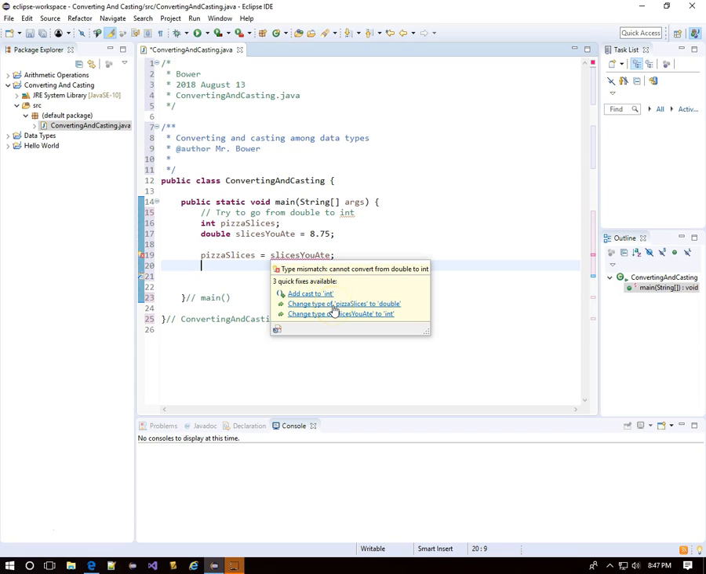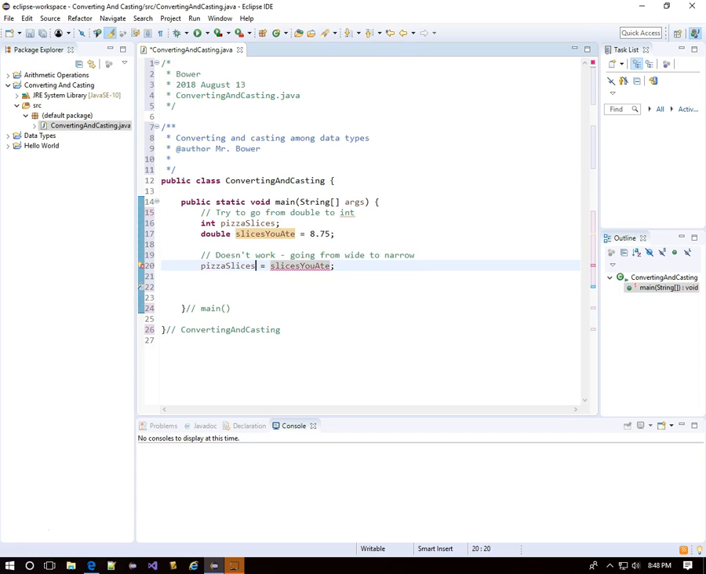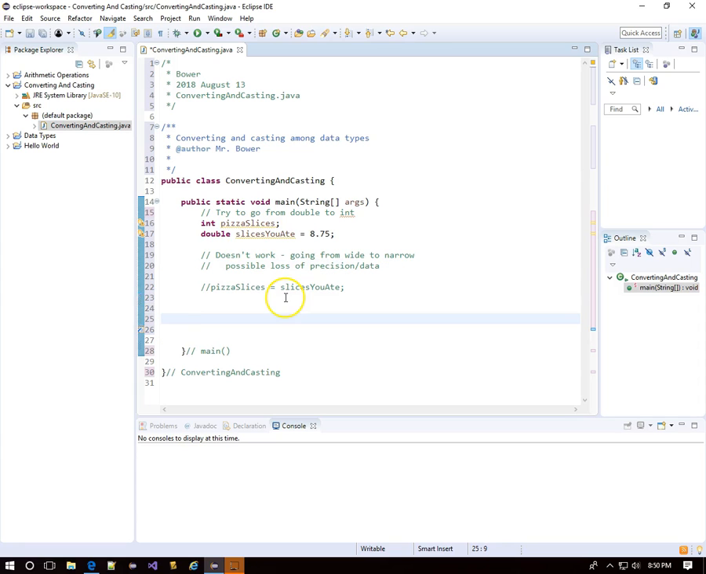There's some suggestions given to us by Eclipse. We'll check some of those out in a little bit. But that's the truth. We cannot go from a double to an integer. We're going from wide to narrow. And there's a problem with loss of precision and loss of data. Doubles are considered wider or higher in rank, if you want to think of it that way.